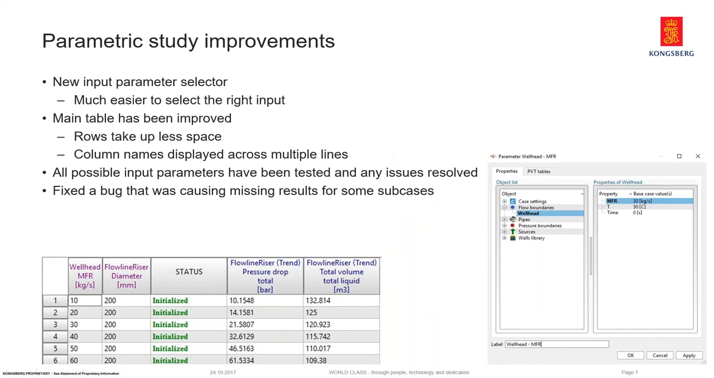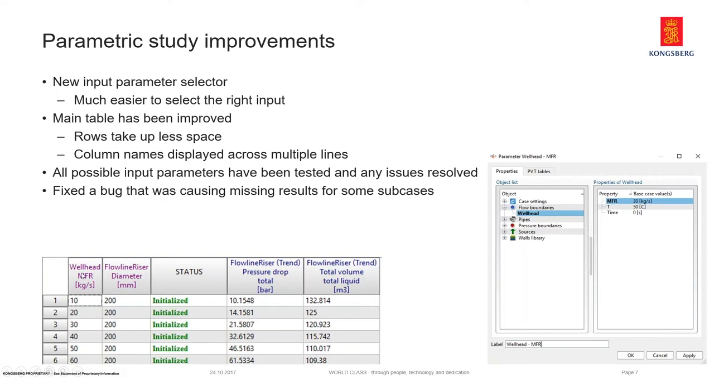Then the parametric study improvements. The main focus here was on making it more user-friendly. In order to do that, we've improved the input parameter selector. This is shown here on the right. It's much easier now to find the right object that you want to do a parametric variation on. And also, you can see the base case values over here. So it's much easier to see what you're actually trying to do. That is for selecting the input parameters.